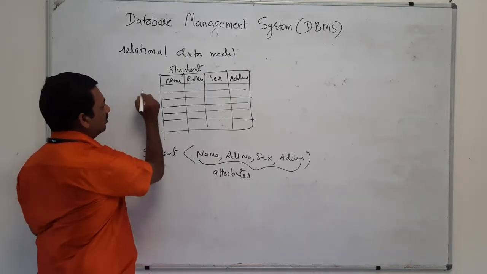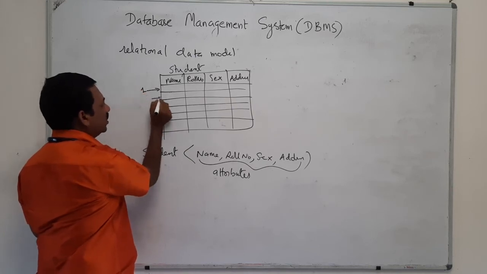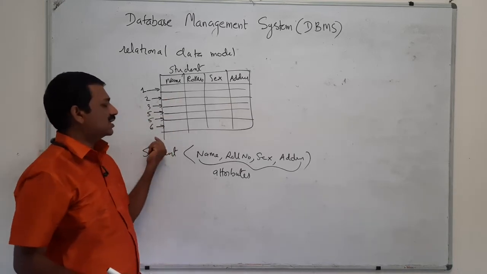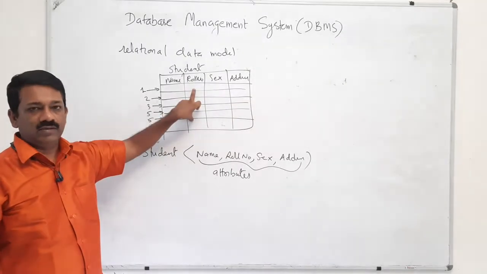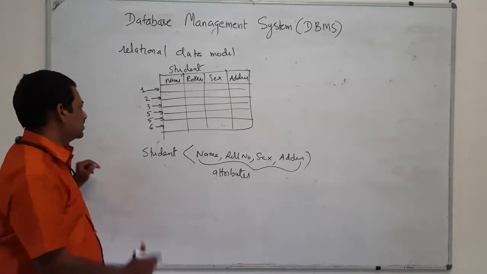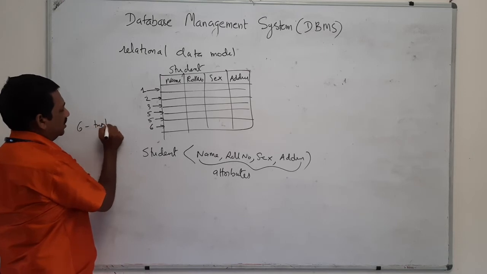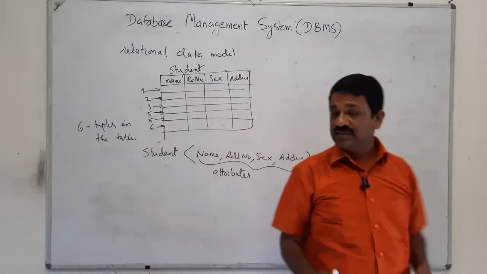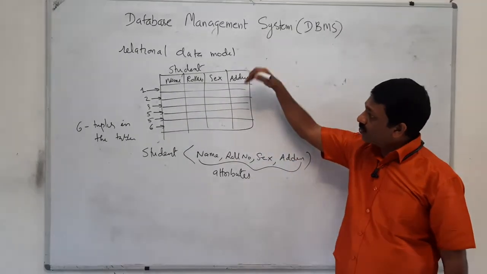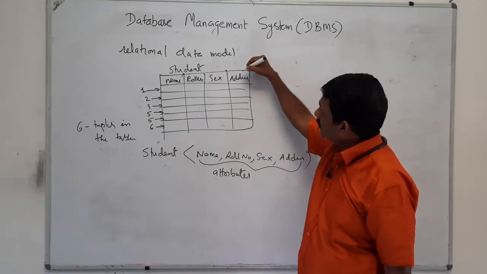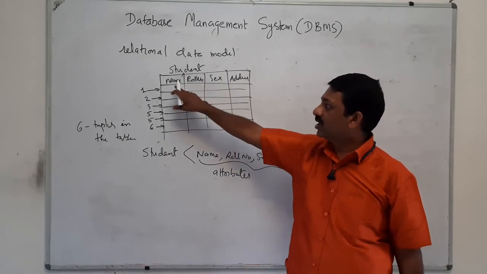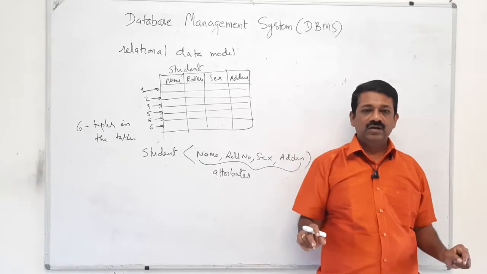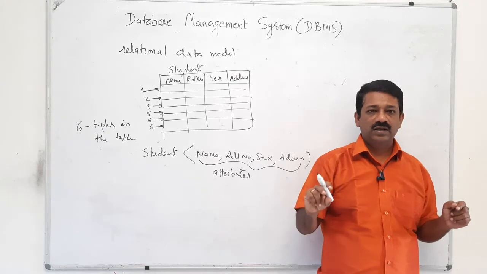Now you are inserting that this is student number 1, this is student number 2, student number 3, 4, 5 and 6. Suppose that here 6 entries are there. Now there are 6 records in the table, or we call them 6 tuples in the table. That means each row is called a tuple, and each column is called an attribute. Here 4 attributes are there: name, roll number, sex and address. Once you enter the details of a particular student into the table, automatically a row will be created, and that is called a tuple. Each row is called a tuple.